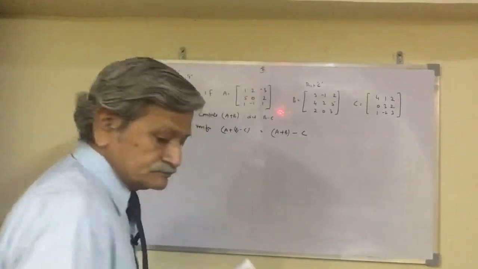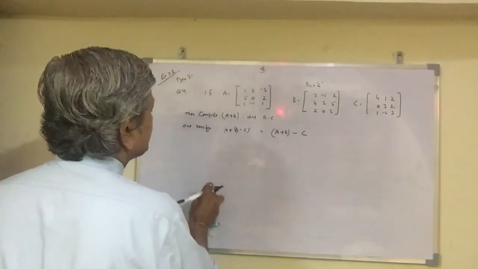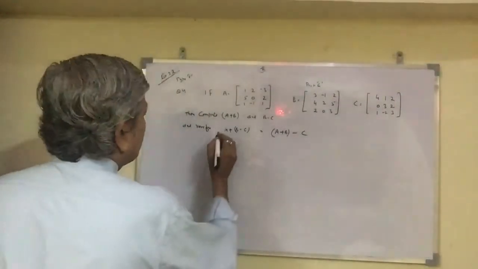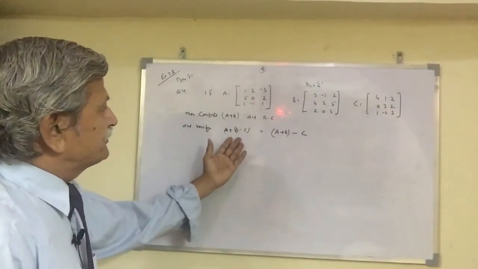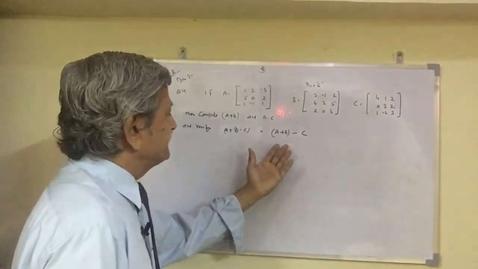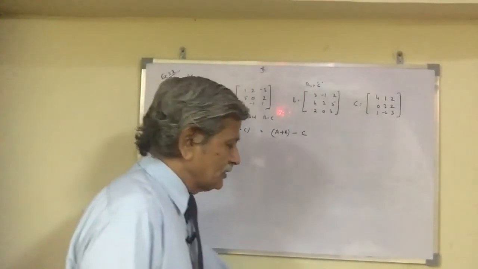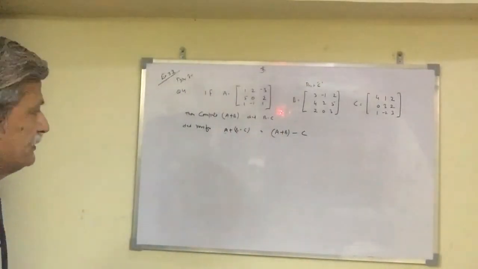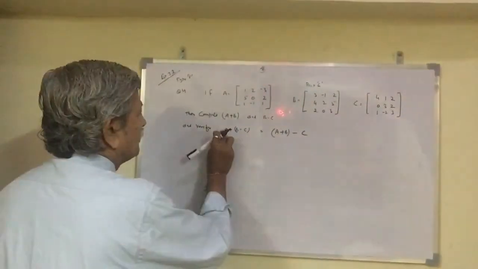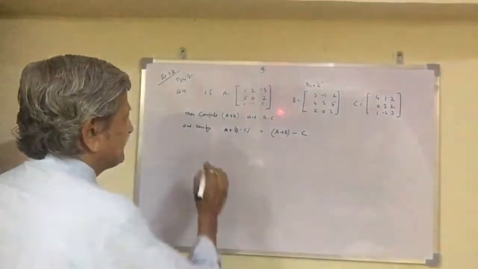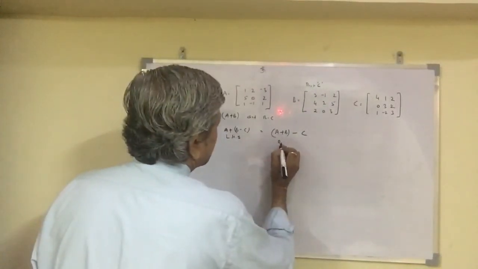Now the question is something like this: first you compute A plus B minus C, then you can check that A plus B minus C will be equal. Now let us continue with the left hand side. This is your left hand side part. I will go from the first, I will calculate this left hand side, and this is your right hand side.